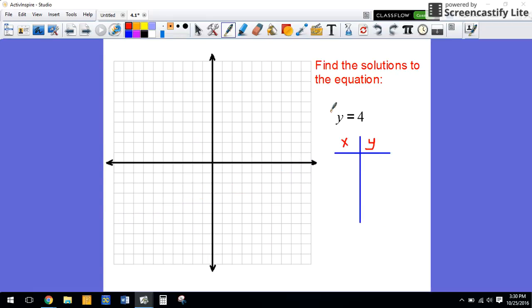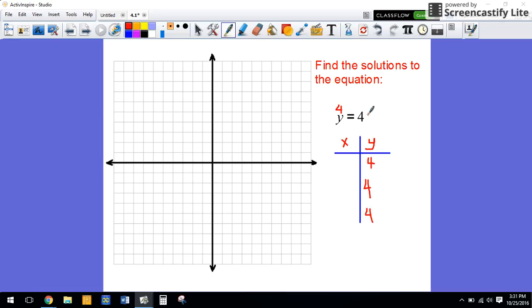Now we've got this really weird equation, and I hope you guys can tell it's weird because we're missing the x. Now, what's the only thing I can plug in for y here to make this a true statement? It's 4. 4 is the only thing that can equal 4. So that means that y is always 4.